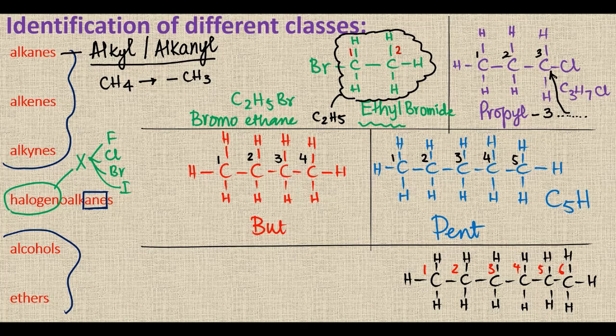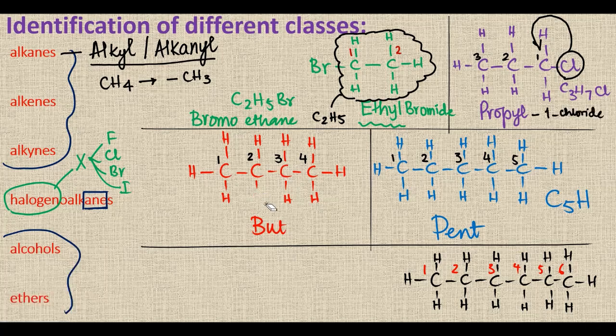They always start numbering from the left side, and they have to be extremely careful. Numbering should begin from that end of the molecule from where a functional group is starting or is closest. So in this particular case, the numbering should begin from the right side of the molecule, and this compound is called propyl 1-chloride or 1-chloropropane.